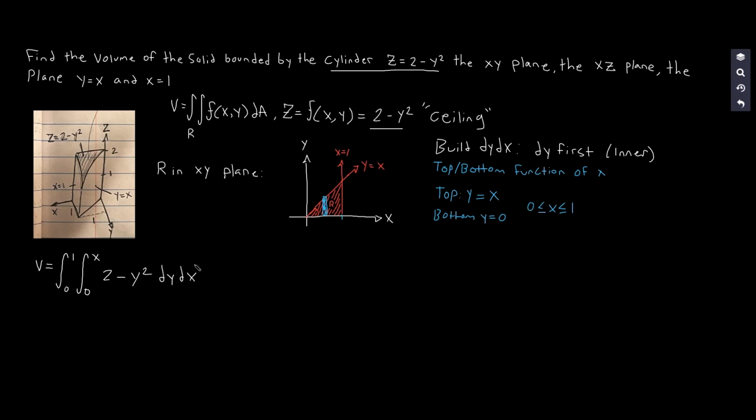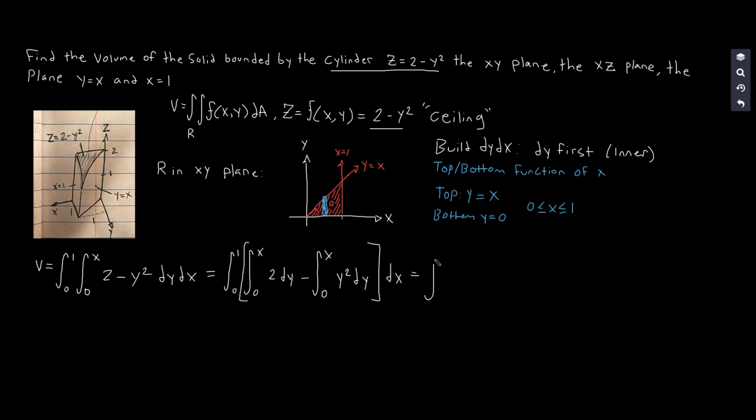And so we can go ahead with this. So I'm going to do the integral from 0 to 1 times the integral from 0 to x for 2 dy minus the integral, and I should put this in brackets, from 0 to x for y squared dy, and then dx on the outside, and that's just a linearity rule.